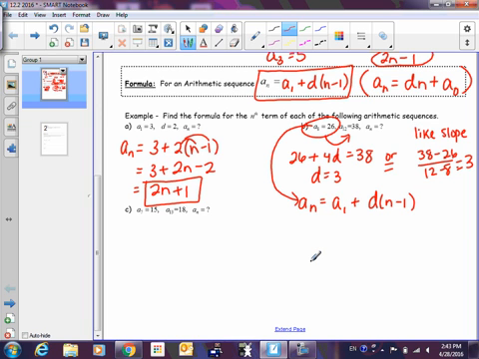I'm going to plug that in right here. I'm going to plug 26 in right here. I don't know a sub 1. D, I just found out, is 3. And then n right here is 8, so I would write 8 minus 1. So you can solve this equation out to find a sub 1. Okay? Did anybody subtract 3 several times? What did you guys get for your a sub 1?